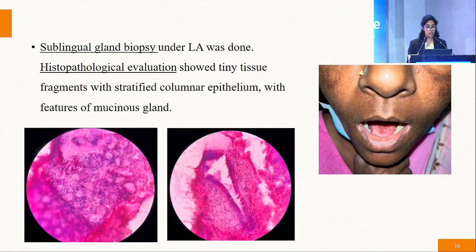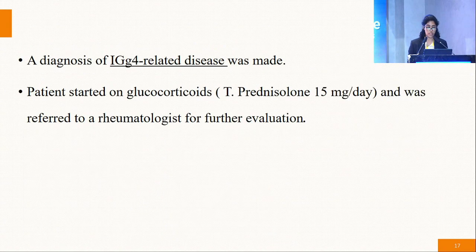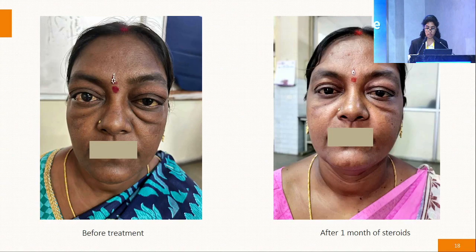So a sublingual gland biopsy was done under LA, and histopathology revealed tiny fragments of stratified squamous columnar epithelium, which was consistent with a mucinous gland. And a diagnosis of IgG4 related disease was made. The patient was started on glucocorticoids, tablet prednisolone 15 mg per day, and she was referred to a rheumatologist for further evaluation. After 1 month of steroids, the periorbital swelling and proptosis had come down.